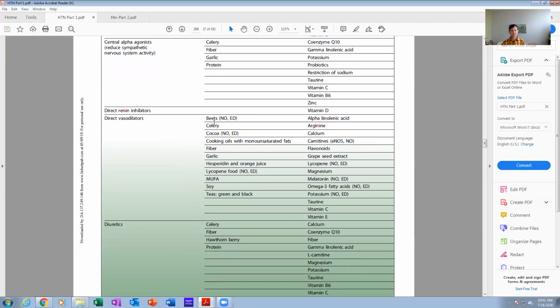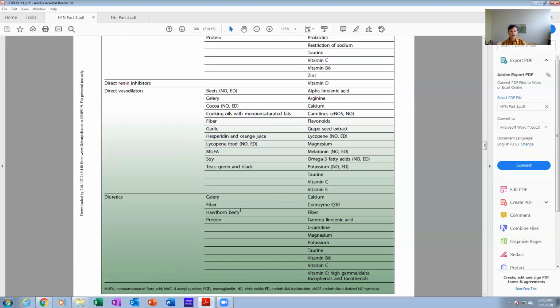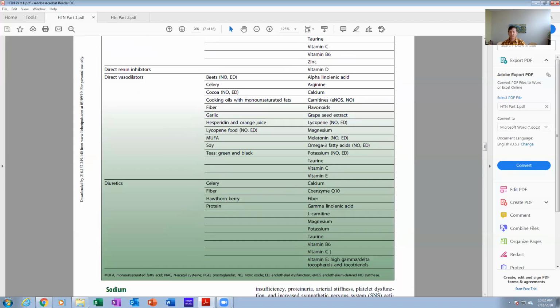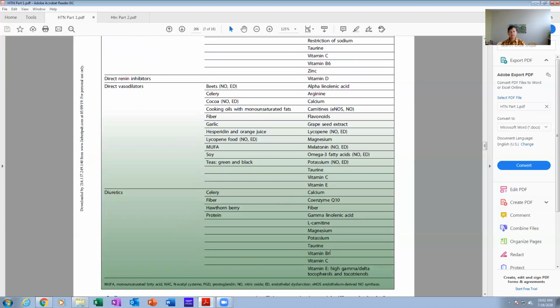Direct vasodilators, so beets, celery, cocoa, lots of good things. Fiber, garlic again. Here's your lycopenes in green tea and black tea, super helpful. Potassium is really helpful. Vitamin C is helpful. So many things that we can be doing. In terms of diuretics, again, celery, fiber, protein, and then a list of nutraceuticals that can be really helpful. So it's really neat stuff.